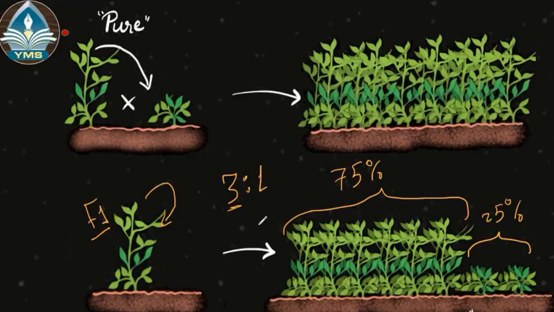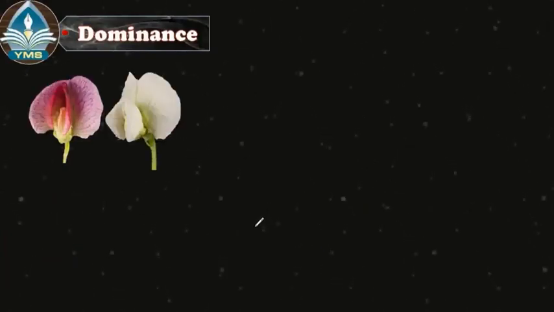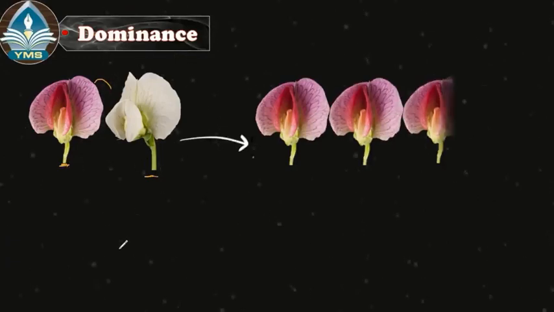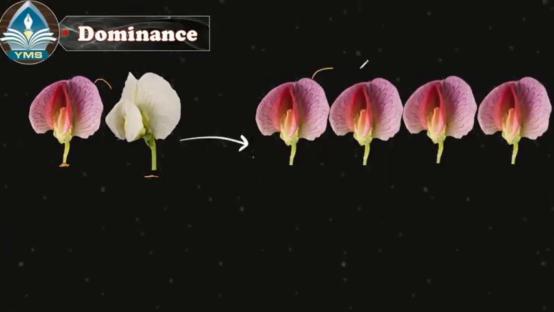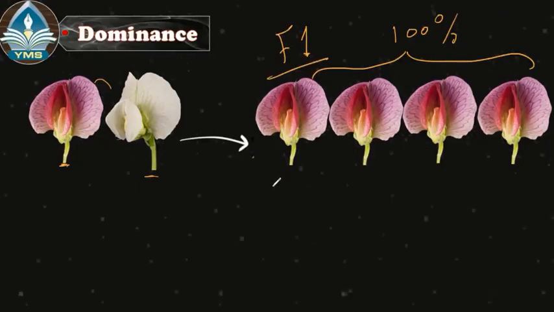And this was the second surprise. And he just kept wondering why this happens like this. He made another experiment with what? He took pink flowers from pea plants and cross-fertilized them with white flowers. And what did he get? The same. He got 100% in the first filial generation, all pink.